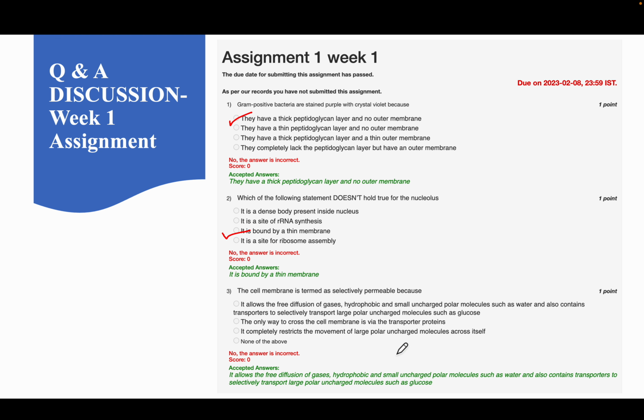So the cell membrane is termed as selectively permeable because it allows the free diffusion of gases, hydrophobic and small uncharged polar molecules such as water, and also contains transporters to selectively transport large polar uncharged molecules such as glucose.